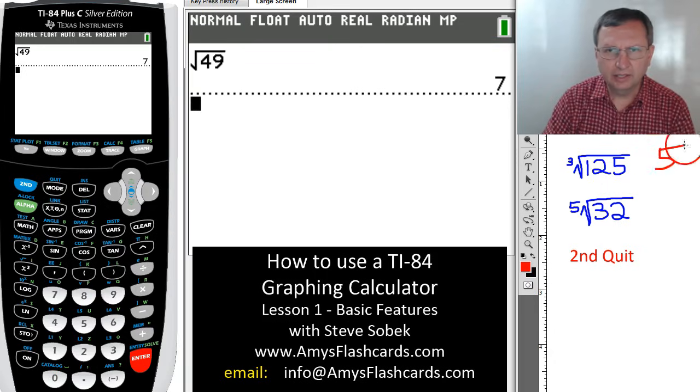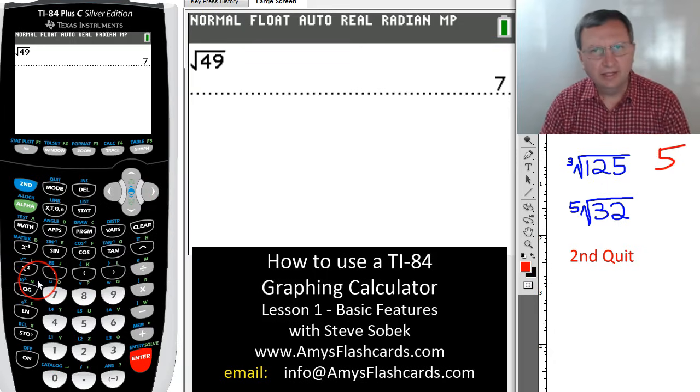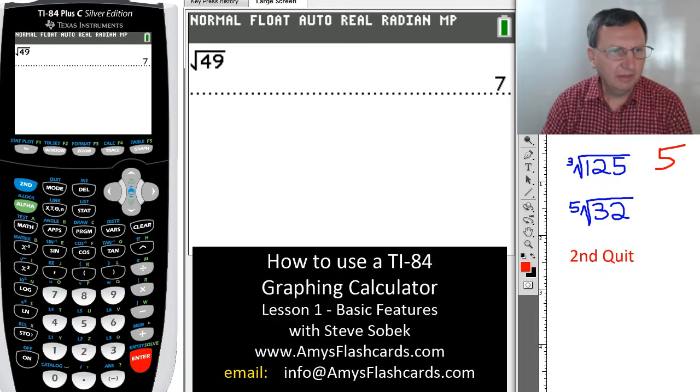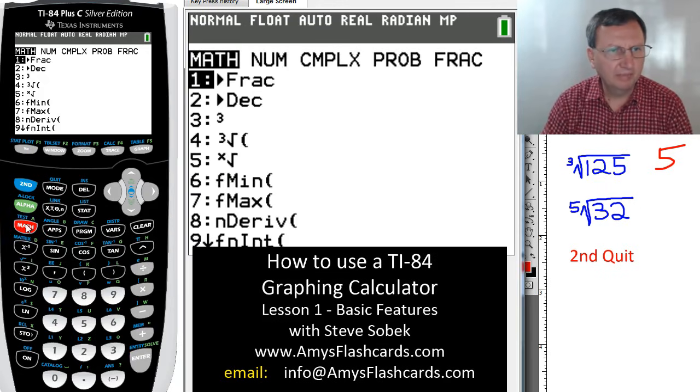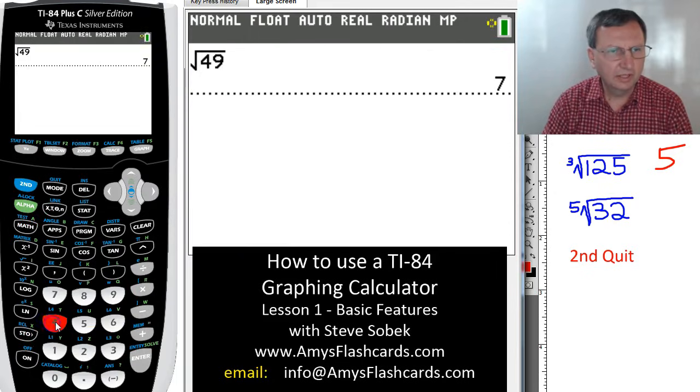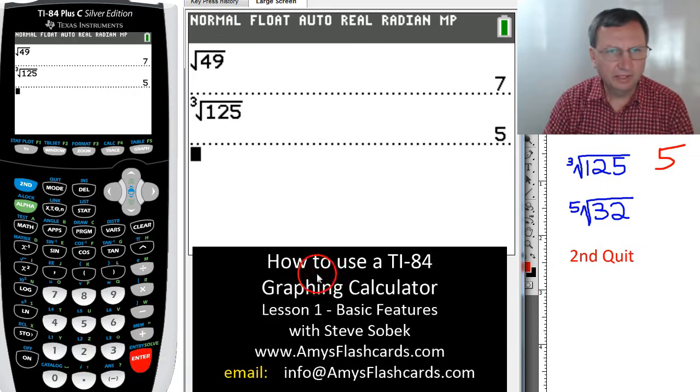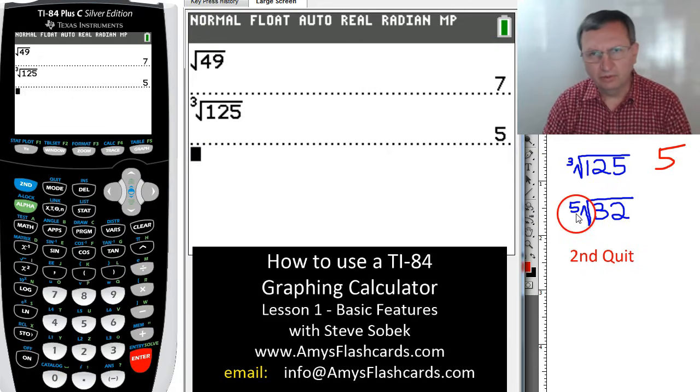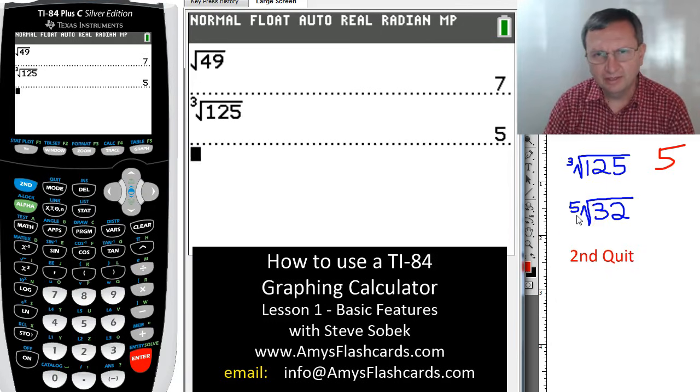And on the calculator, where's the cube root? You may have seen it. It was in the math menu. Let's hit the math button, and there's the third root right here, number 4. We could type in the 125 and hit enter, and we get 5 as expected. The fifth root, ooh, that was not in the math menu. Neither is the 6th root or the 7th root, okay?